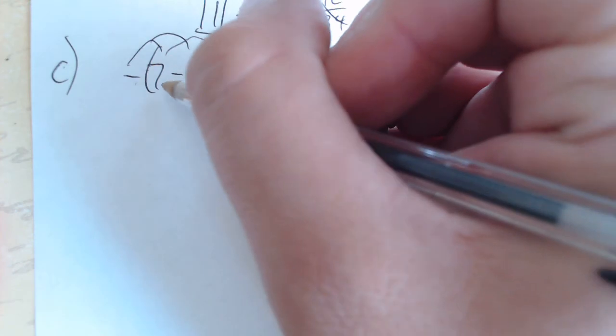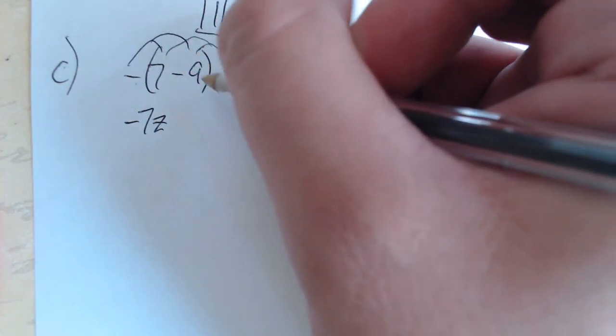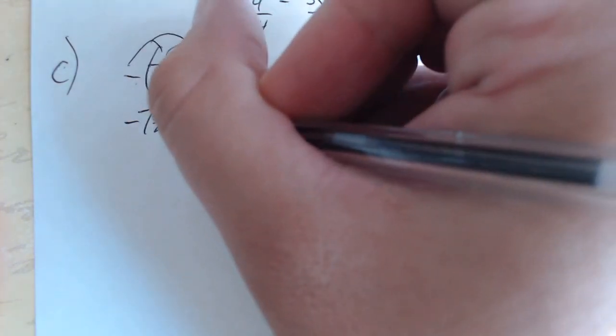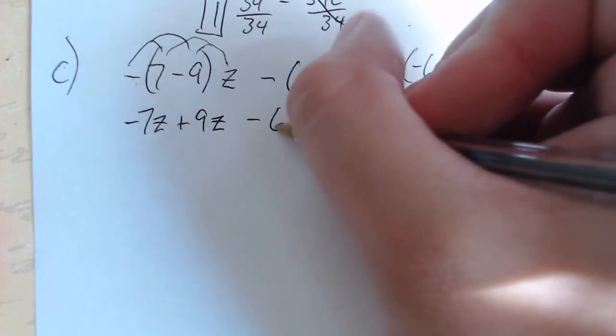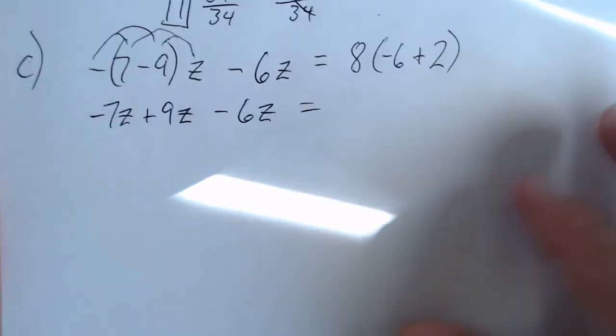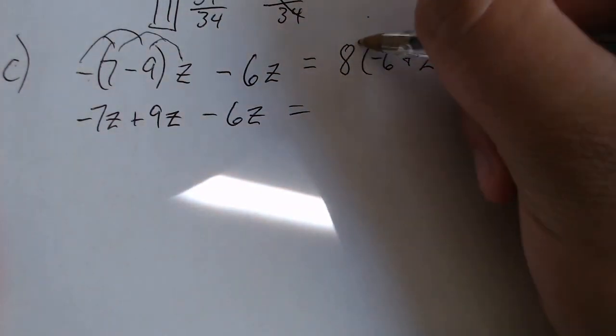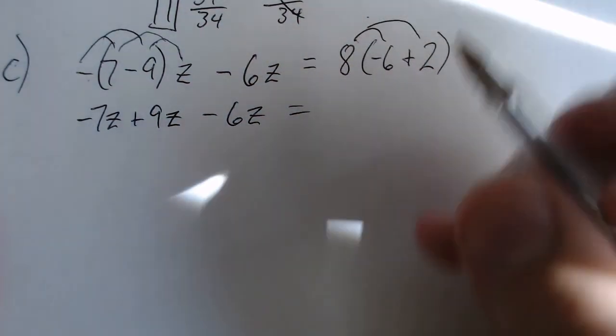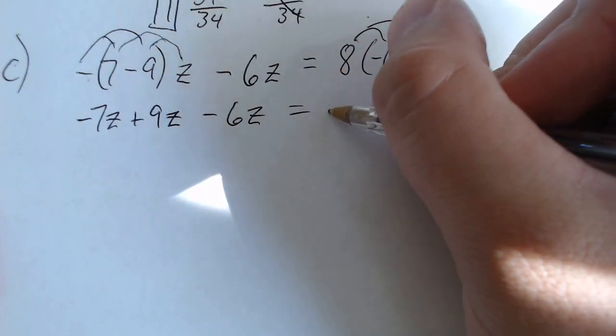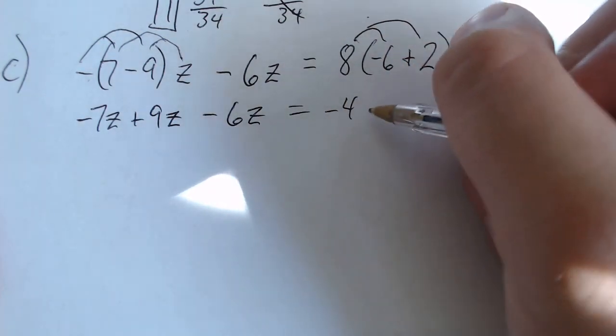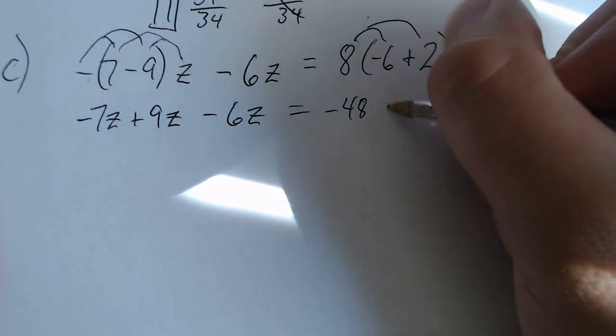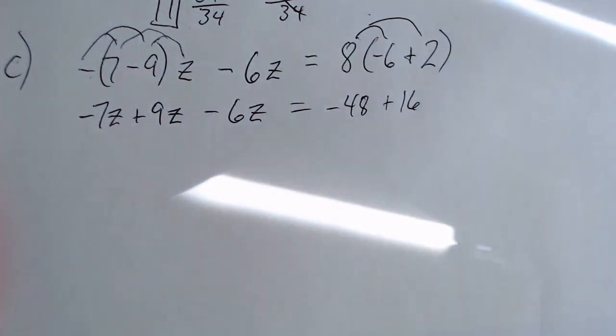So when we multiply 7 by negative 1 and z, we get negative 7z. Negative 9 minus negative 1 gives us positive 9, and then 9 times z gives us plus 9z. Then we have minus 6z to finish off the left side. Now on the right side, all we have to do is distribute the whole number 8. That turns into negative 48 and plus 16.